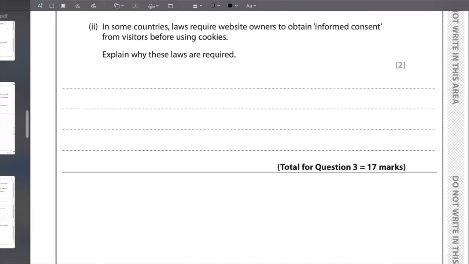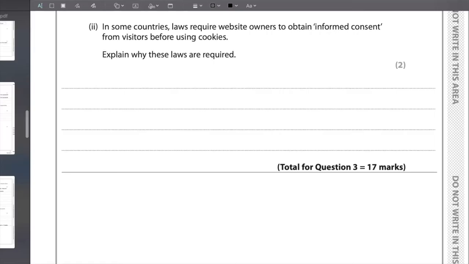2. In some countries, laws require website owners to obtain informed consent from visitors before using cookies. Explain why these laws are required. You'll find that a lot of websites contain this. Most websites contain this, accept all cookies. It's the little box at the bottom that says accept all cookies. And you can only usually access a site when you accept cookies. But we need to look at why we've got those laws, why that exists.